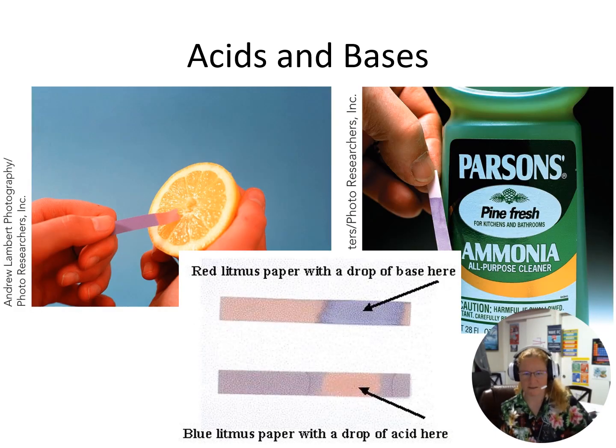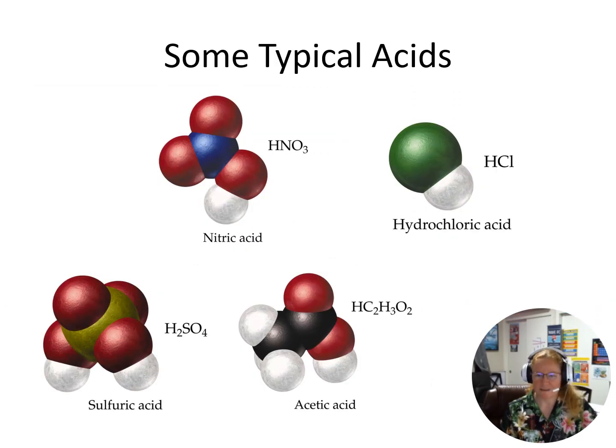Okay, so here's a lemon and some ammonia, and you can see on the litmus paper, the base turns it blue, the acid turns it red. So these are some really common acids. There's a ton more acids than these. These are just some really common acids. There's citric acid, hydrochloric acid, sulfuric acid, acetic acid.